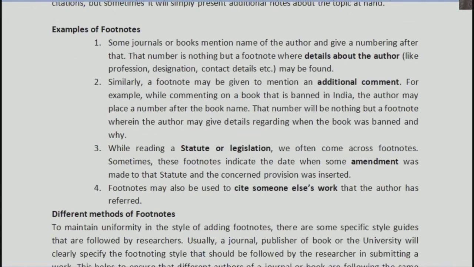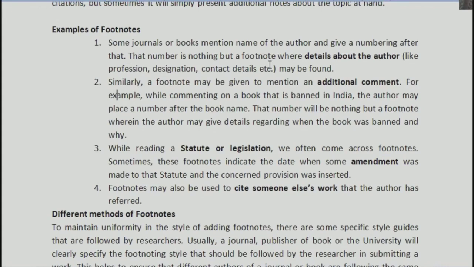Alright. Now there are some examples of footnotes, wherein we use footnotes. Some journals or books mention the name of the author and give a number after that. Like I showed you, right? It would be written as Minakshi, with a number on top of my name. What they will do is that this number is nothing but a footnote where details of the author, like profession, designation, contact details, etc., may be found. Right? Whatever details are there regarding the author, those details will be given there. This is the most common way of using a footnote. You would see this in many journals.